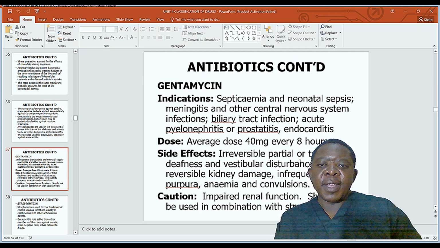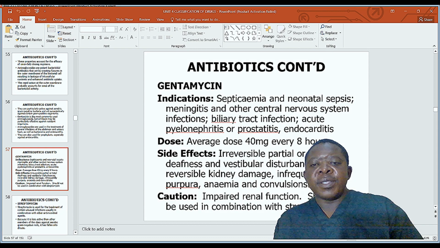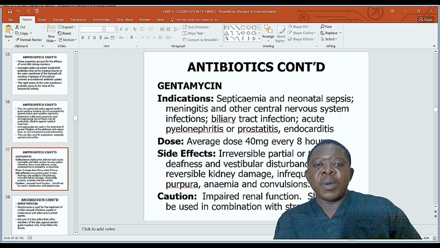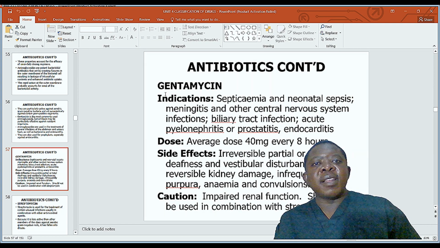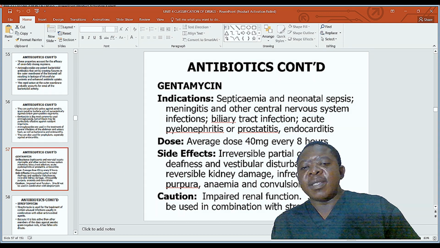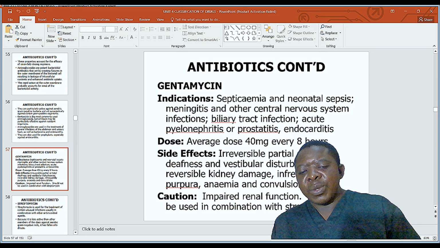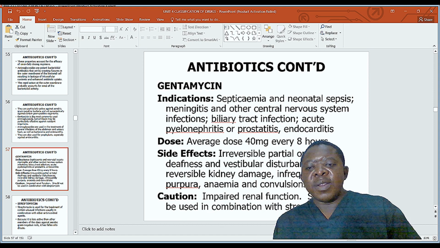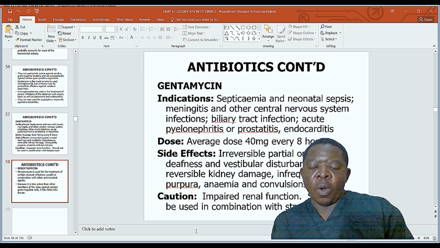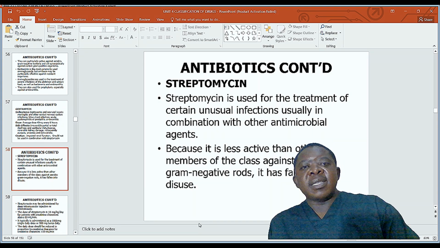Side effects: irreversible partial or total deafness and vestibular disturbances. Reversible kidney damage, infrequently purpura and anemia, and convulsions can be seen as some of the side effects of gentamicin. Caution for someone who has impaired renal function, meaning you have to use with caution or not at all, and it should not be used in combination with streptomycin.